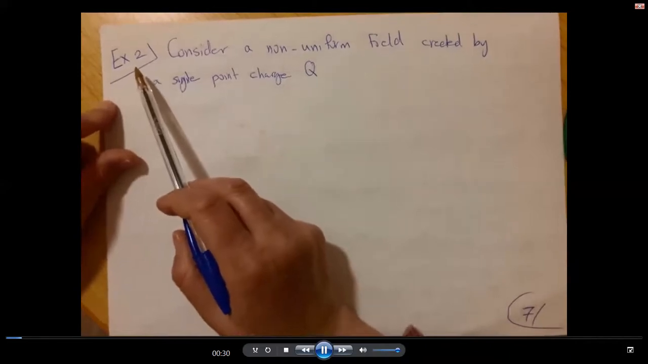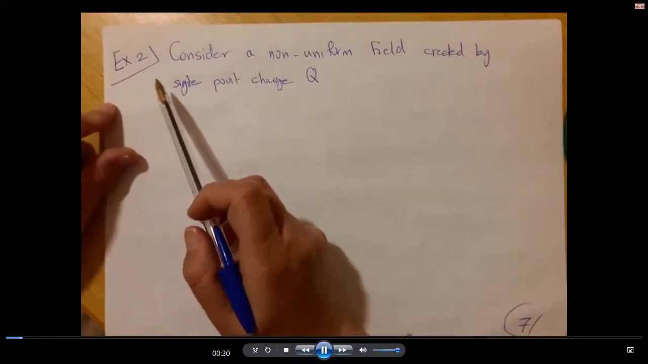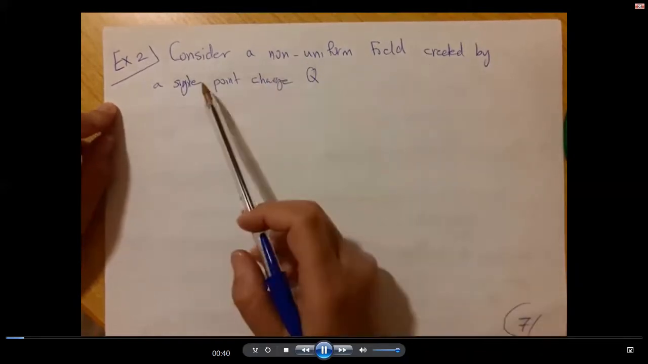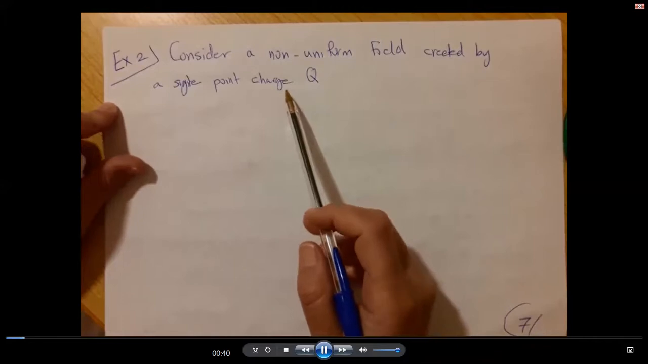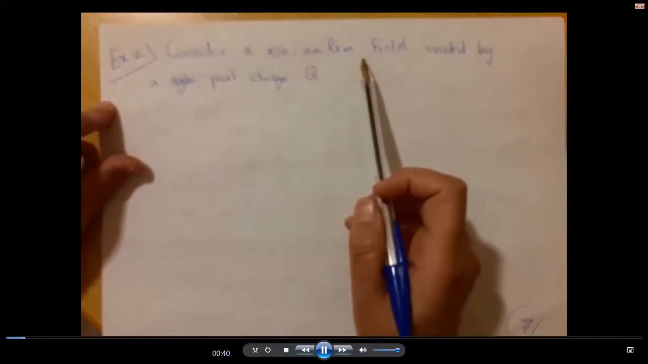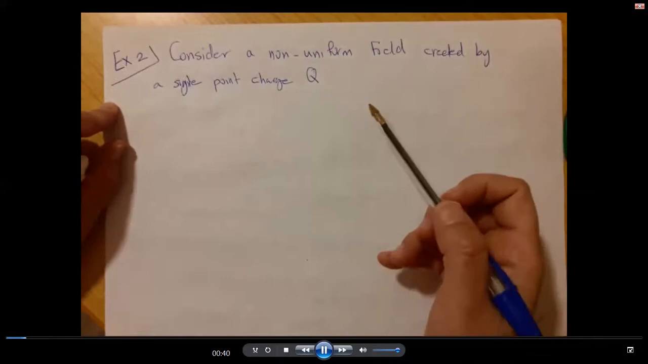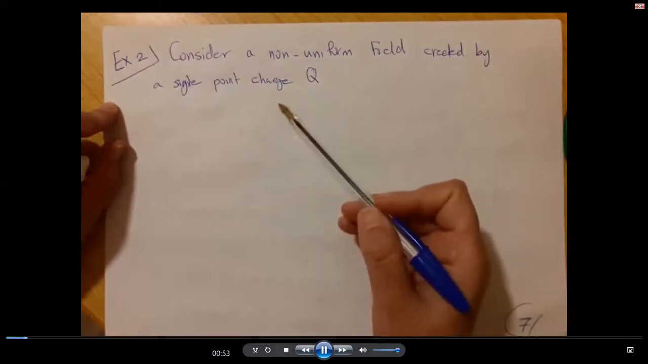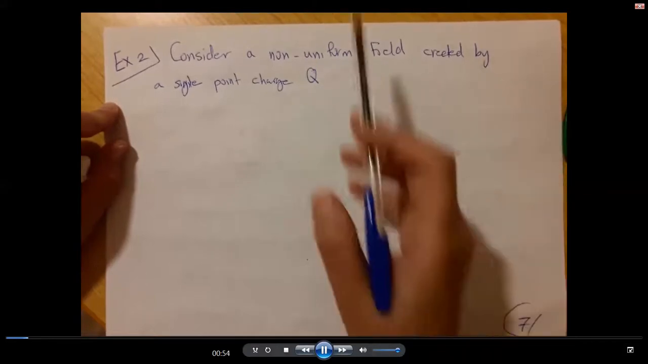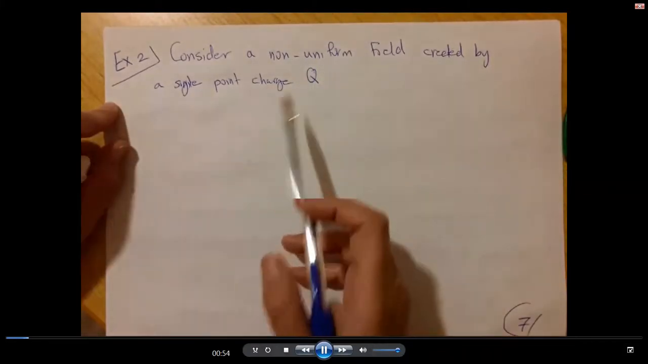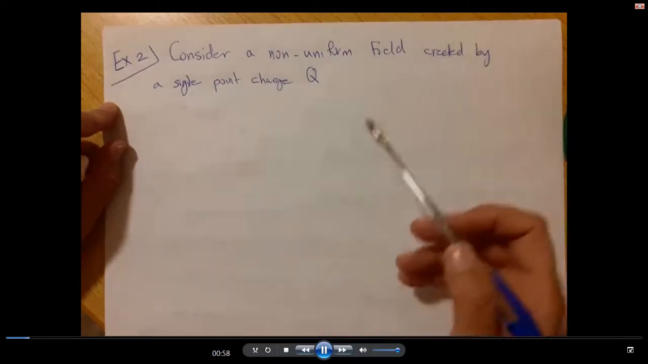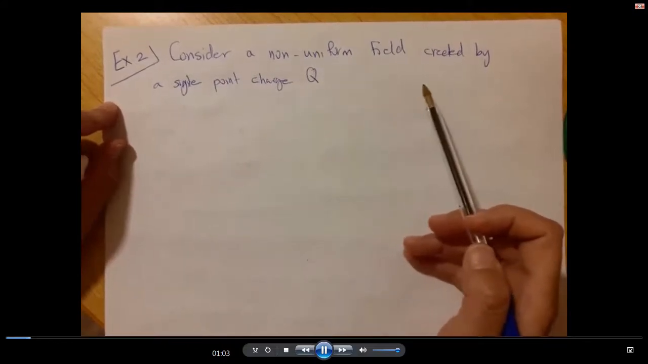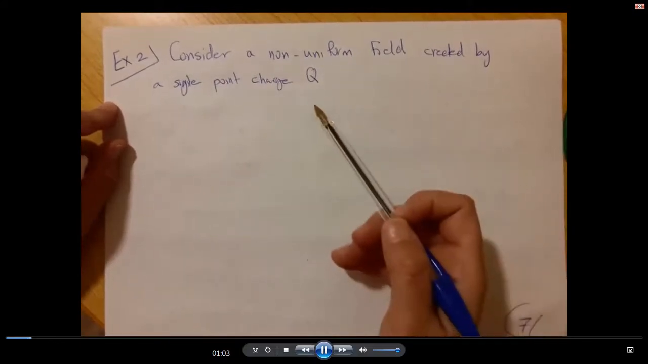Now in this second application, let's take a non-uniform electric field created by a single point charge. Why does a single point charge create an electric field which is non-uniform? Because if you represent the field created by it, it will be field lines that are radially outward because it's positive, not parallel field lines. And why non-uniform? Because it varies with the distance from the point charge.